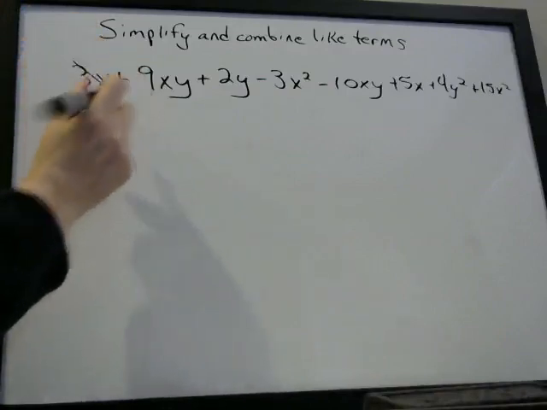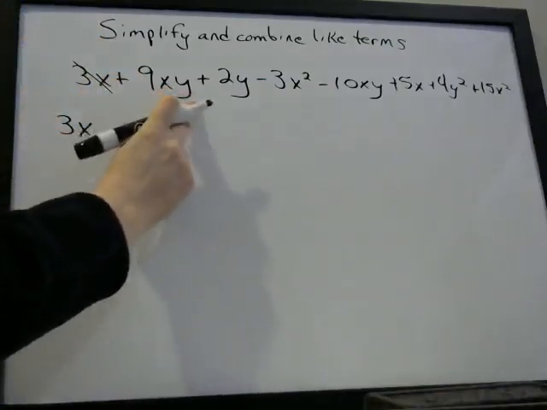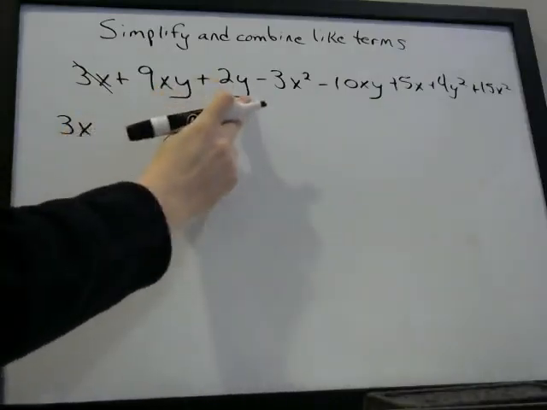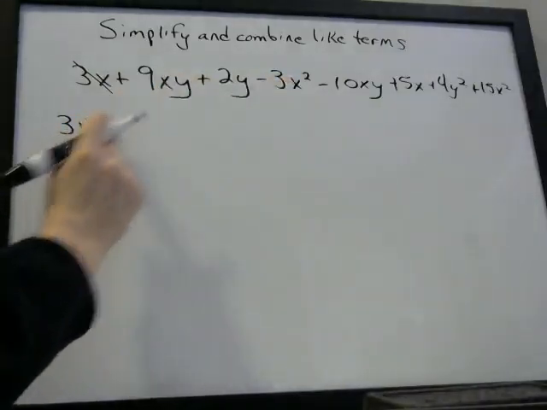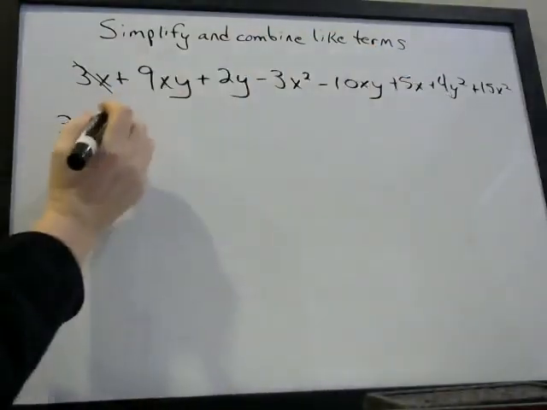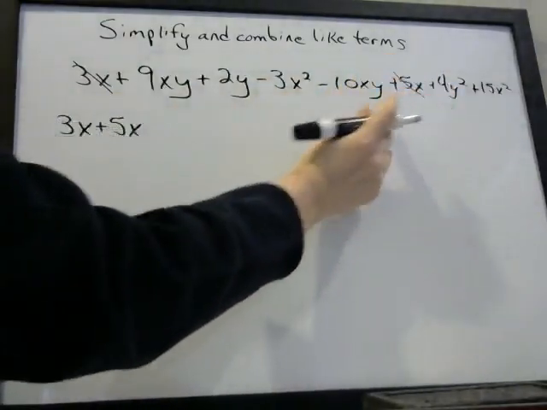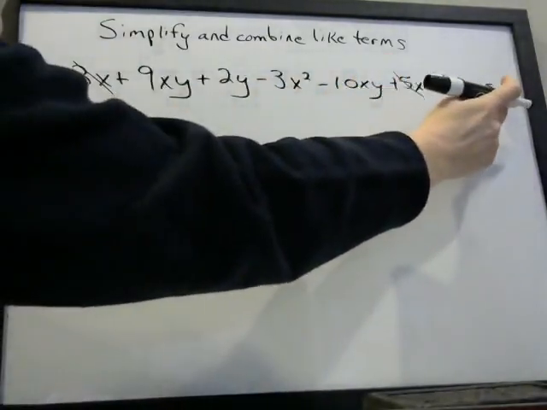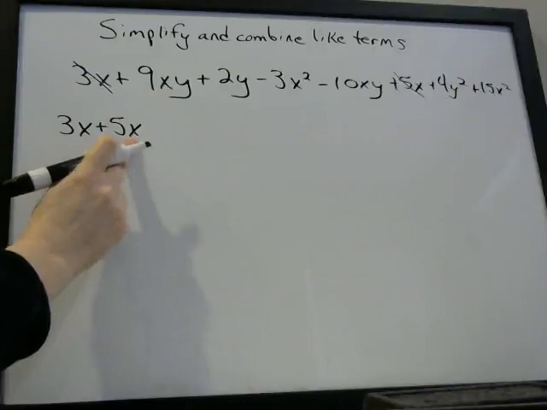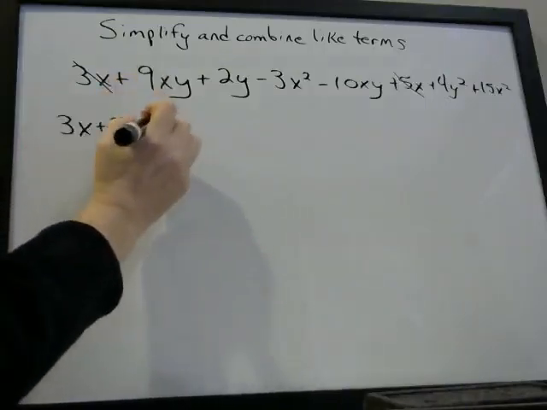So we wrote down the 3x. Look for any other x's. Well, that's xy. That's not the same as x. That's y. X squared. That's not the same as x. xy, x. Oh, here's a 5x. So I'm going to do plus 5x. So I've written that down. Y squared, x squared. Okay? So I have 3x plus 5x. Next term is 9xy.